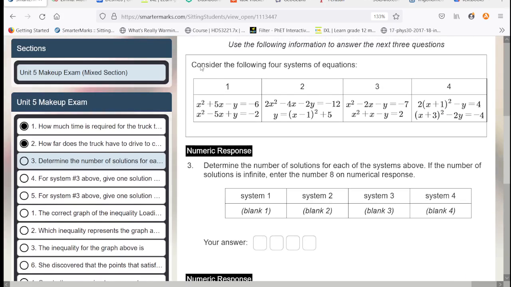Now here, we've got 4 systems of equations, and we need to figure out the number of solutions for each of the systems above. If it's infinite, we can enter 8. Now again, this is a case where we have the opportunity to use our graphing calculators because we are simply counting intersections. So if we take a look at these, to use our graphing calculators, we have to isolate y.